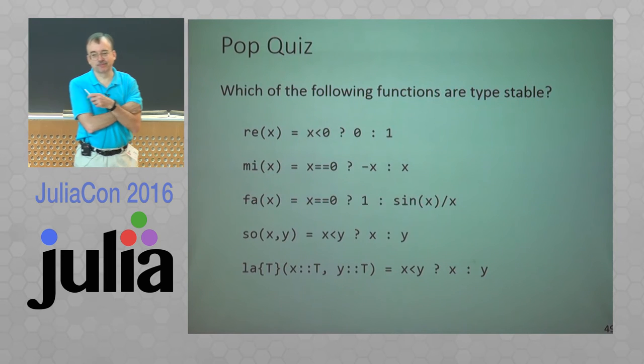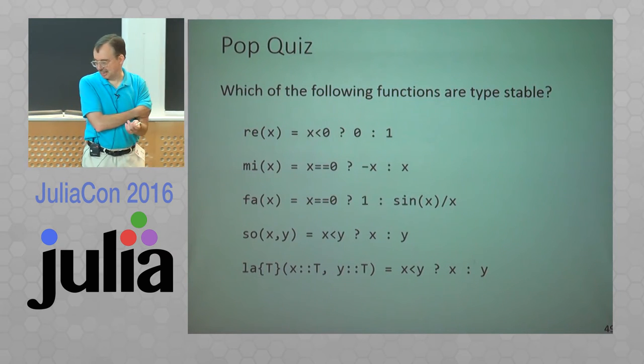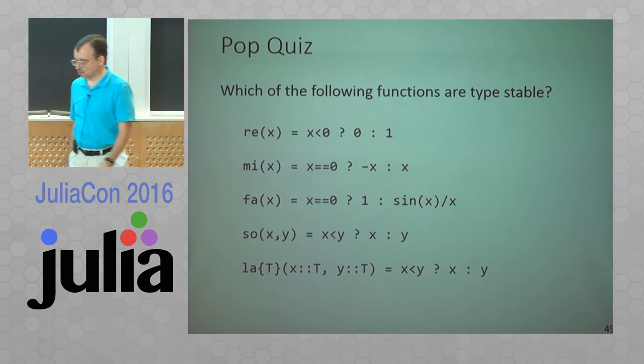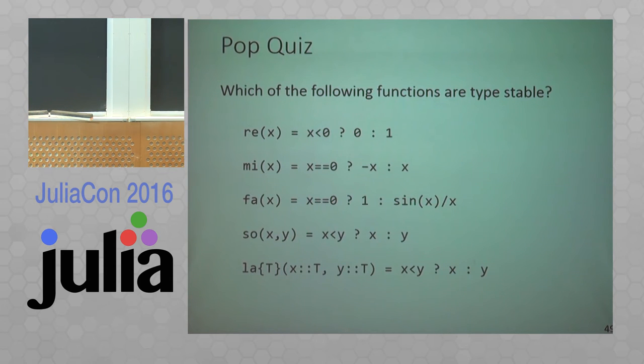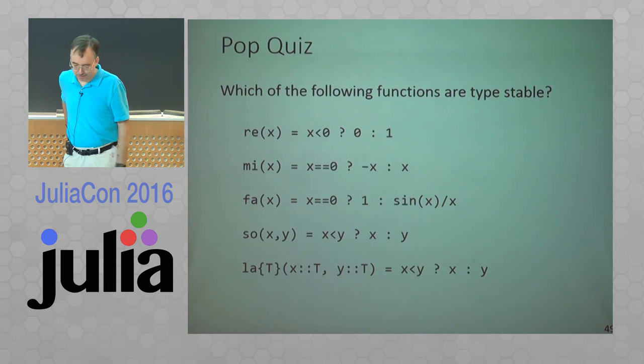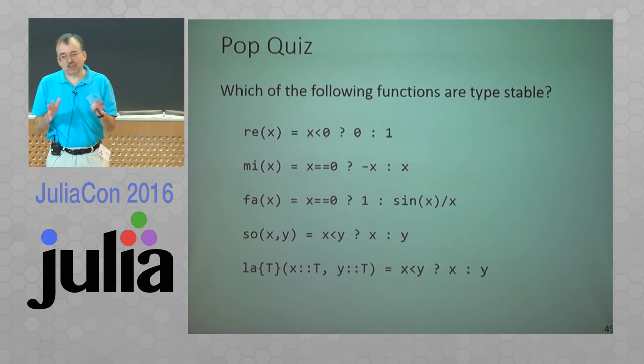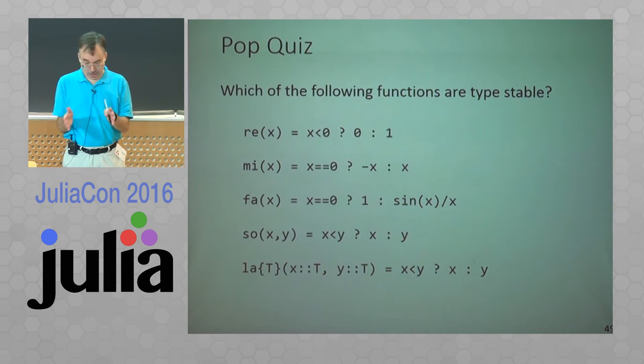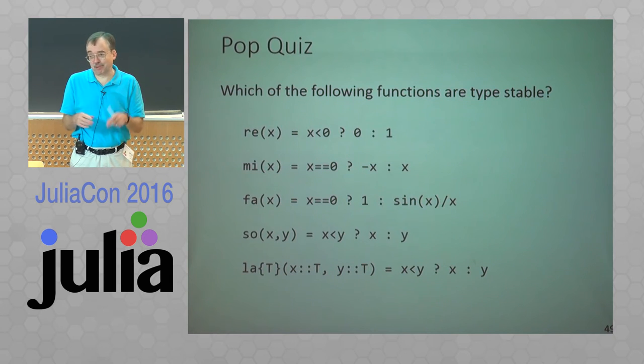So type stable? No, because x or y, if they're different types, the result's going to be a different type. What about la, the last one? Is it type stable? Yeah. Yep. So that's one way to force type stability sometimes, just throwing in a type parameter.